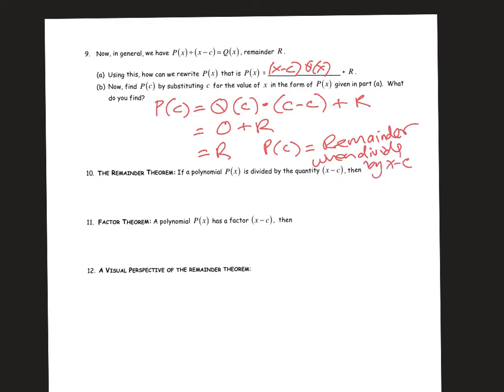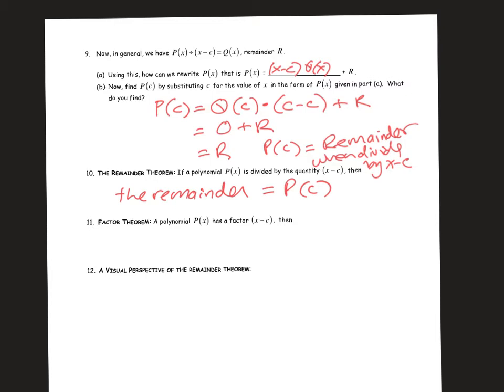I'm going to give you a visual perspective soon of why this makes sense, but let's first talk about these theorems. The remainder theorem: if a polynomial p of x is divided by the quantity x minus c, then the remainder is equal to p of c. So I can find the remainder when I divide by x minus c by simply finding the y-coordinate of the polynomial when x is c.